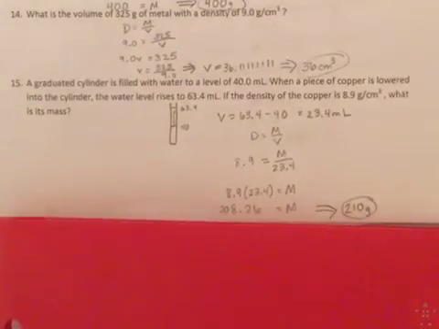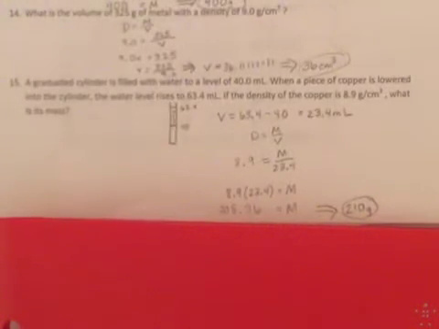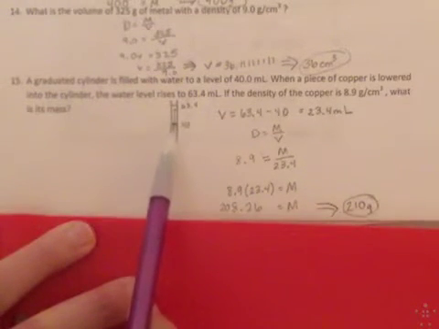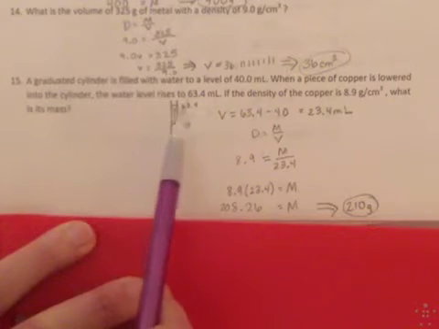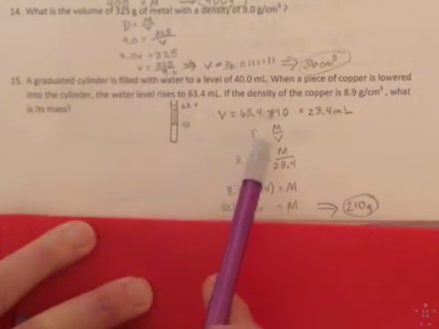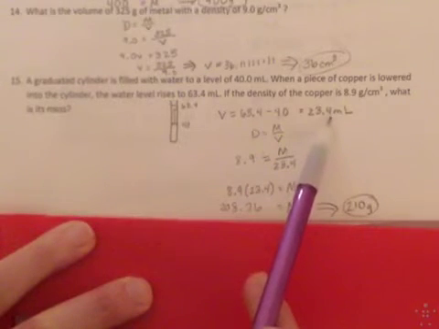And last on this page, number 15, it tells you that a graduated cylinder was filled with water to a level of 40, and a piece of copper was lowered into the cylinder, and it raised up to 63.4. So I illustrated this. The graduated cylinder was here. When we dropped the copper in, it raised up to 63.4. So that means I have to take 63.4 minus 40 to get the actual volume of the copper.